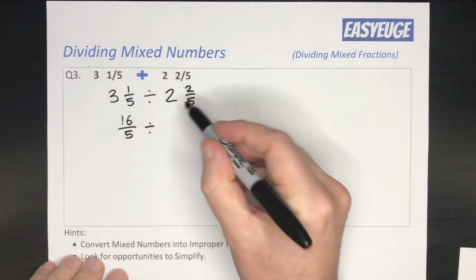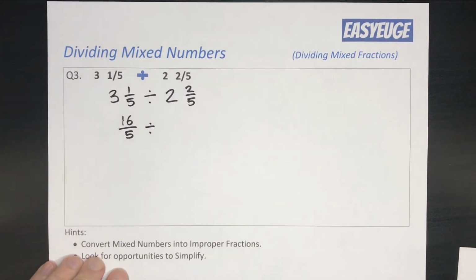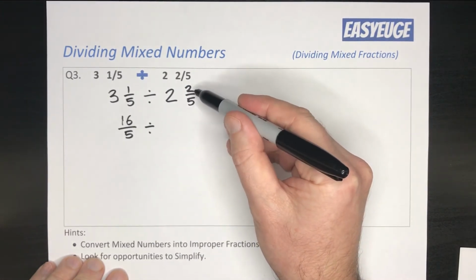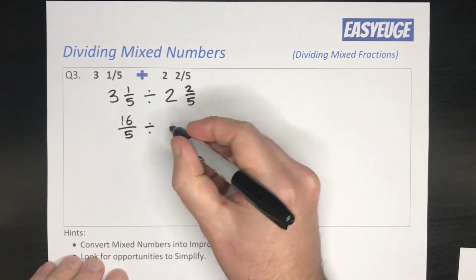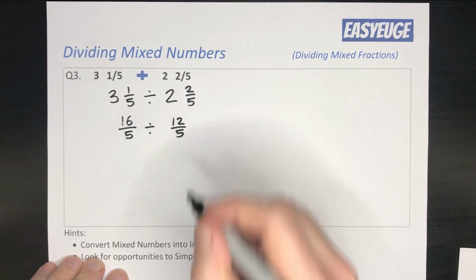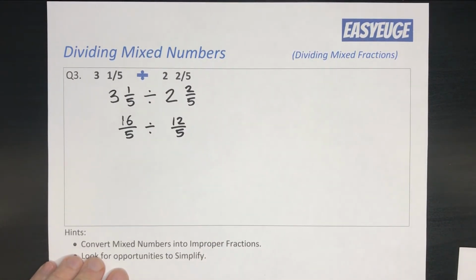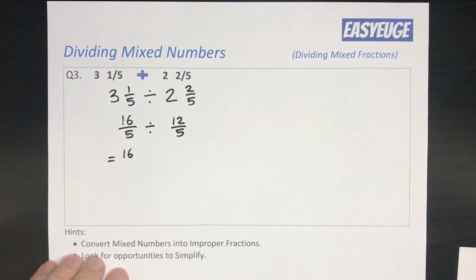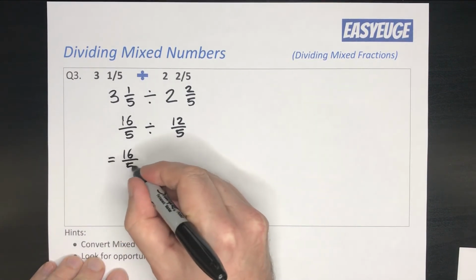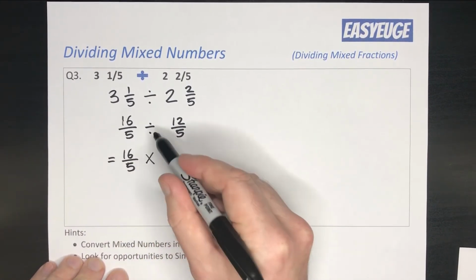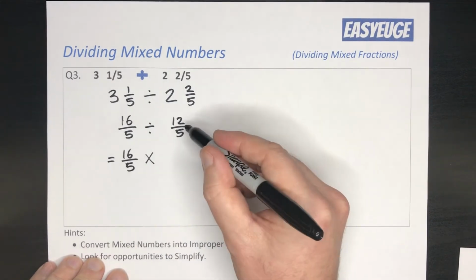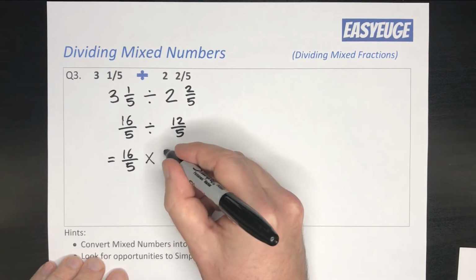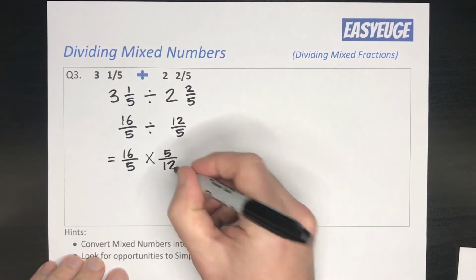And we'll divide by 2 2/5. So let's convert that into a fraction. 2 by 5 is 10, plus 2 is 12. So this is 12 over 5. There we go. We know what to do to divide fractions. We just multiply by the reciprocal. So let's rewrite the equation again. 16 over 5. And let's multiply now instead of dividing. And let's take 12 over 5 and turn it upside down. That's the reciprocal. And this becomes 5 over 12.